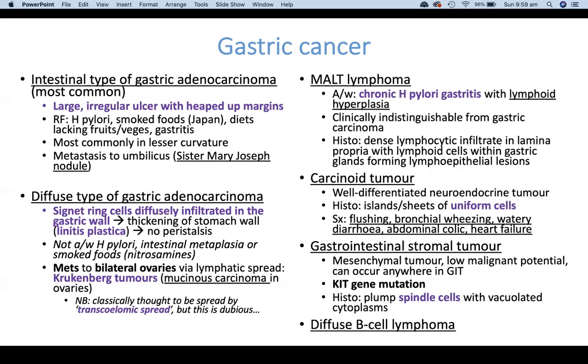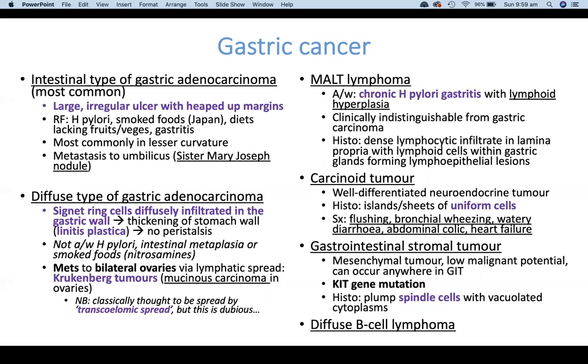I think in the past, they've given a question and they're like, how is this spread? And apparently the answer is transcoelomic spread, but I think it's pretty dubious because the literature these days says lymphatic spread. So I don't know what I'll choose, but yeah, that's there if you want to know.